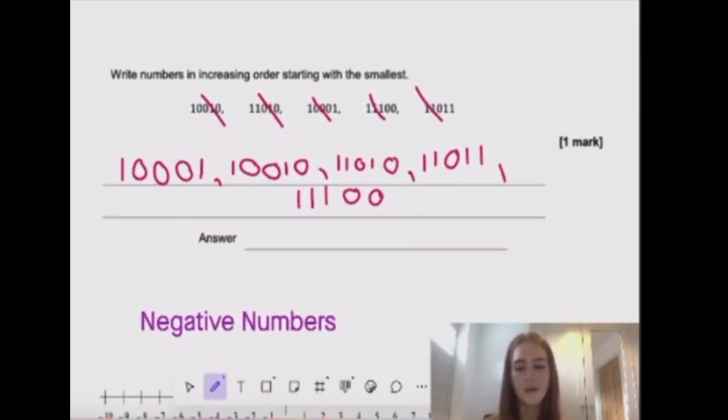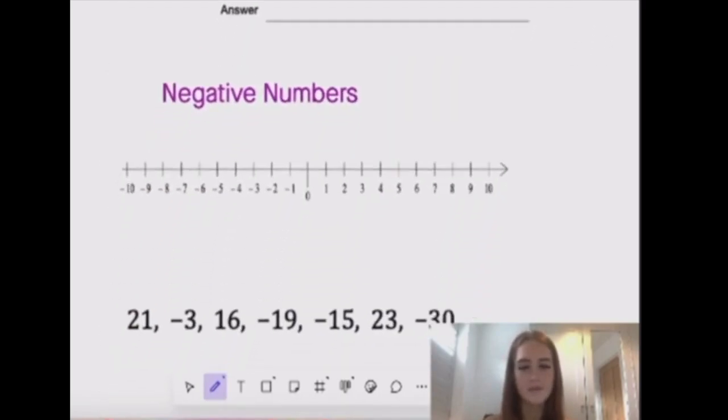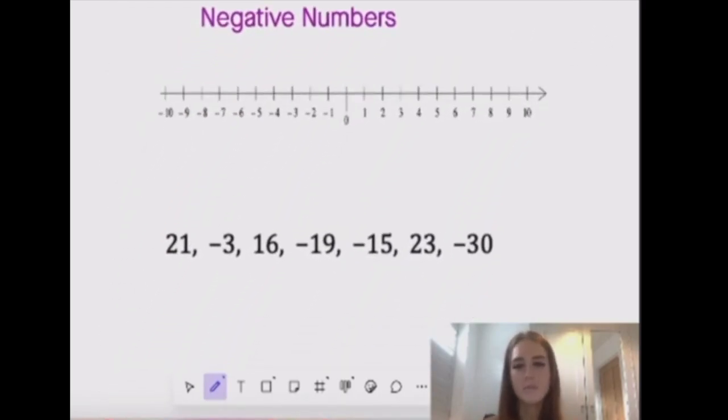Now we're going to move on to negative numbers. So, negative numbers work a little bit differently to positive numbers. If we look on the positive side of the number line, we have 0, 1, 2, 3, and the numbers get bigger the further we go to the right.